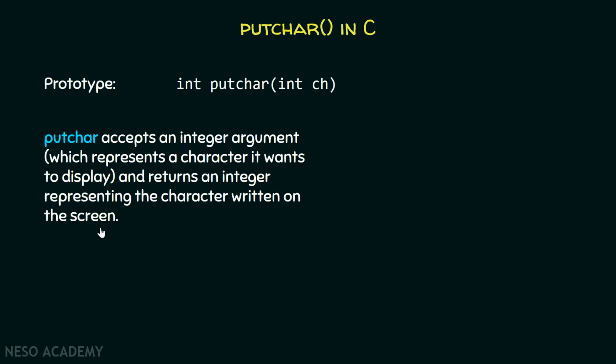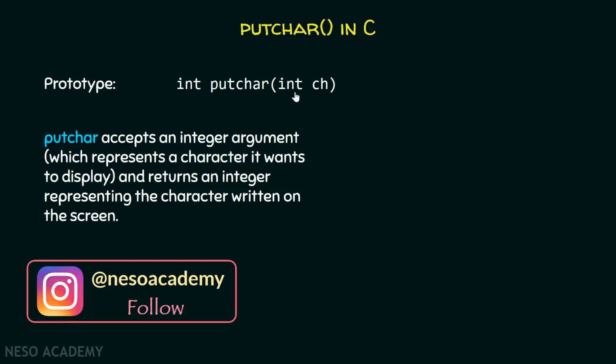So what the putchar function does is, it accepts an integer argument which represents a character it wants to display on the screen, and it returns an integer which represents the character it writes on the screen. So the putchar function puts the character on the screen.